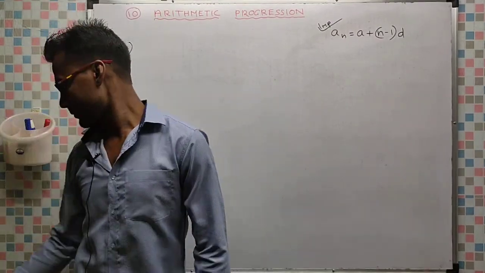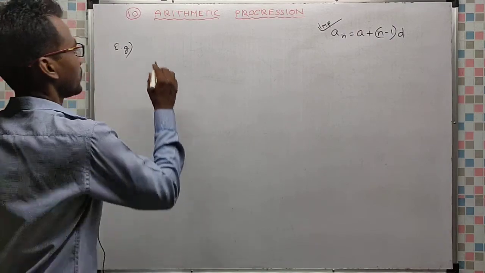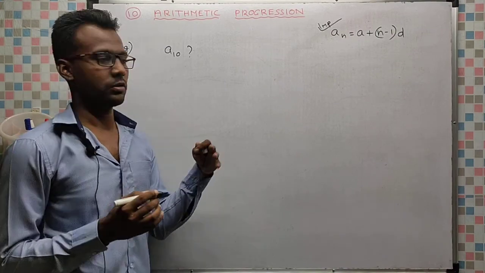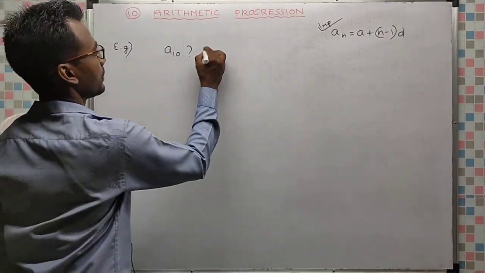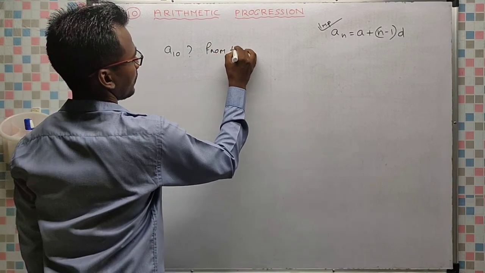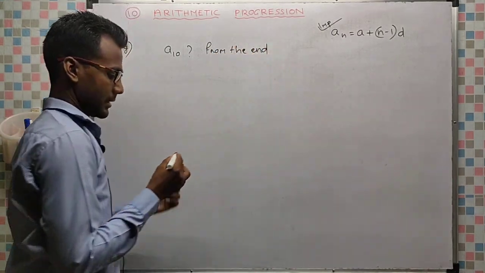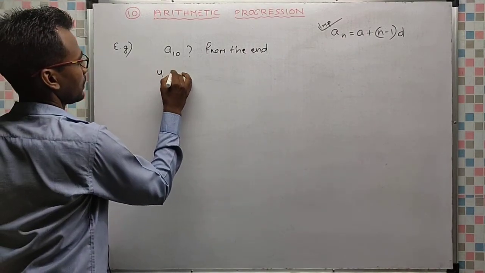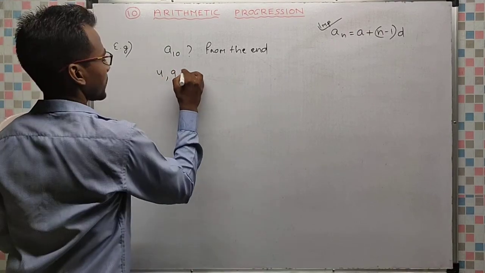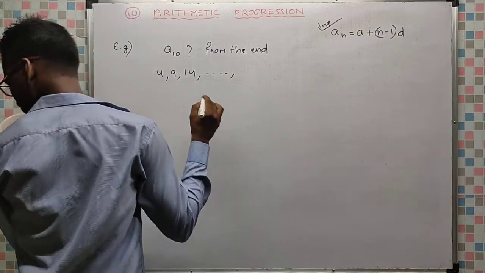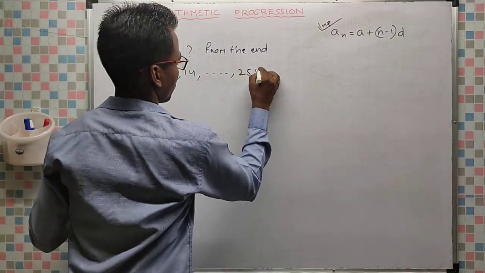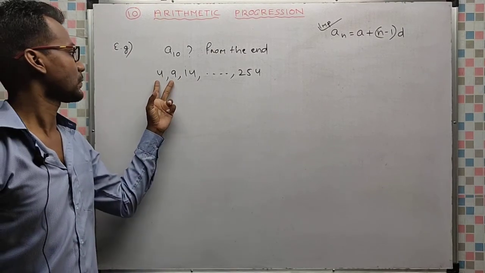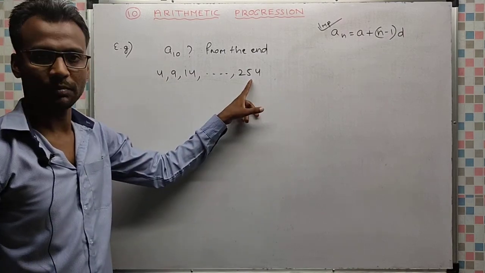Let us take one more example. Find the 10th term from the end, not from the beginning, from the last, of the AP 4, 9, 14, and so on, last is 254. A is 4. As you can see, common difference will be 9 minus 4, which is 5. Last term is 254.